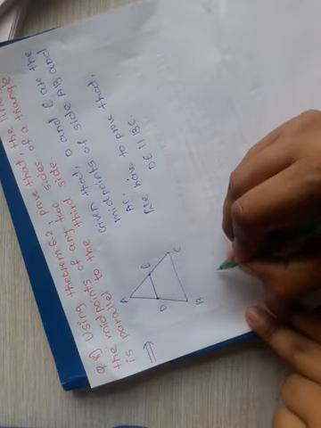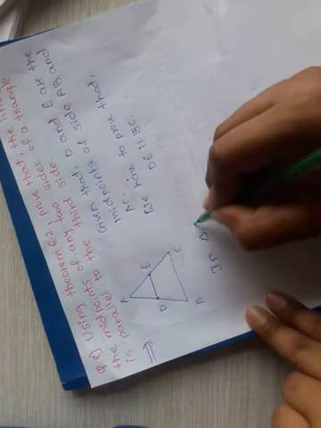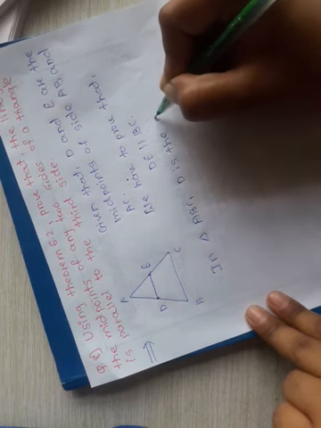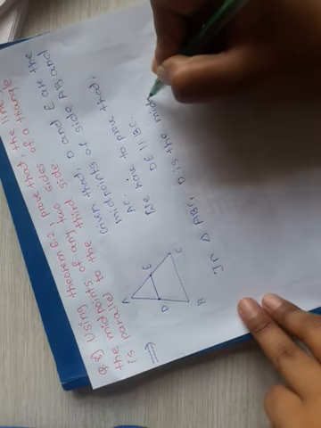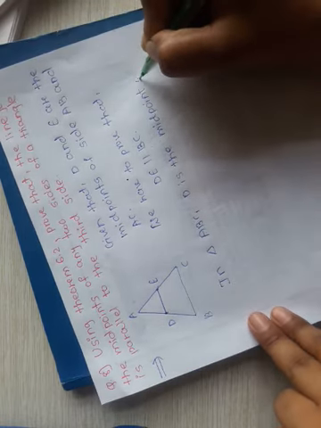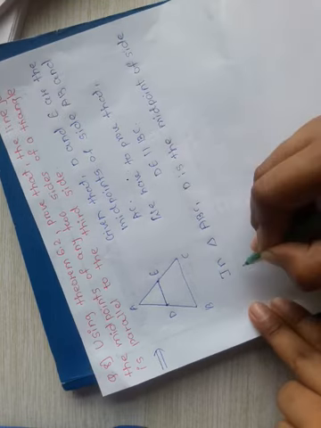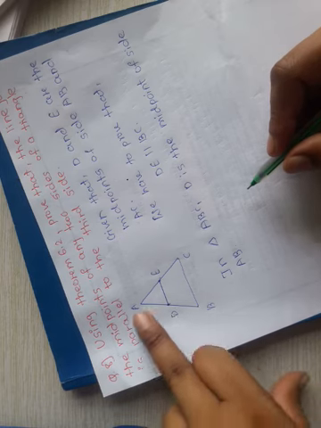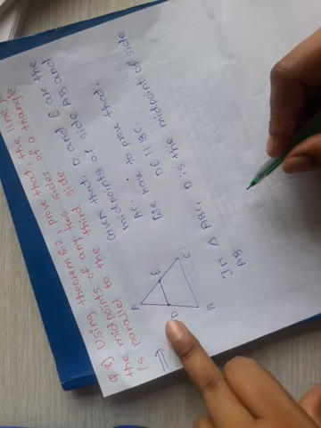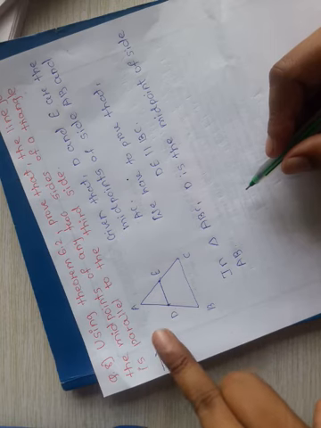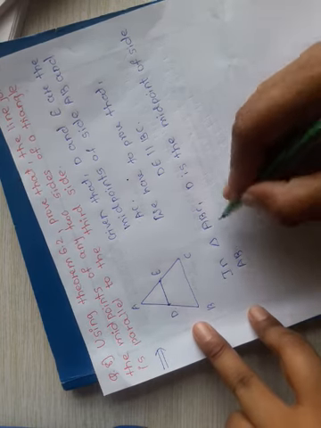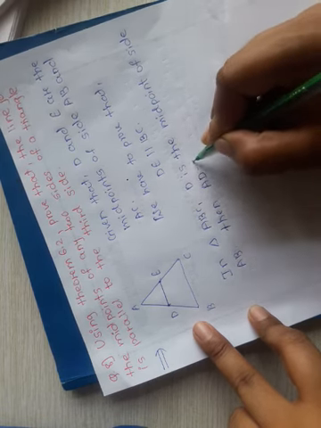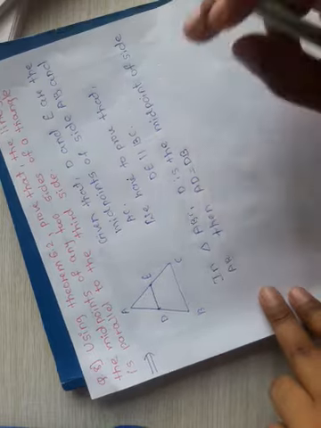So write down here, in triangle ABC, D is the midpoint of side AB, this is given to us. If D is the midpoint of side AB, then we can say that point D divides side AB into two equal parts, meaning AD is equal to DB. So if D is the midpoint of side AB, then AD must be equal to DB.